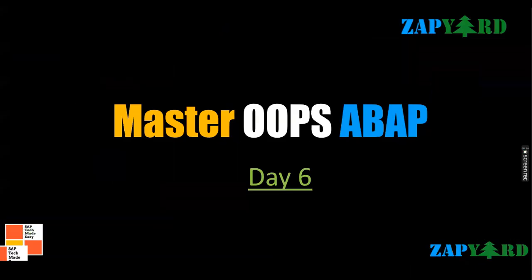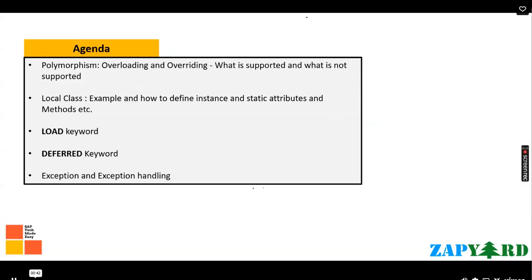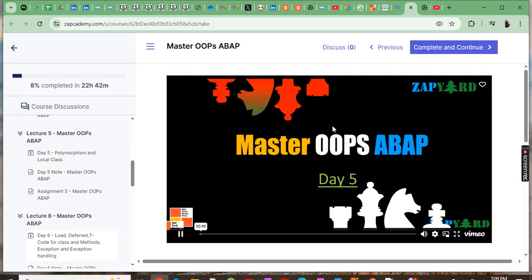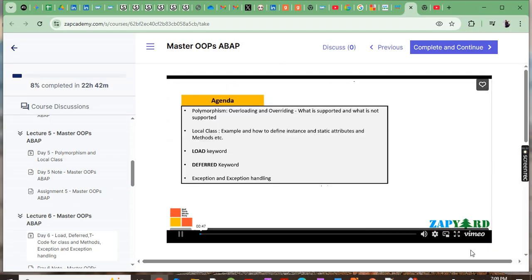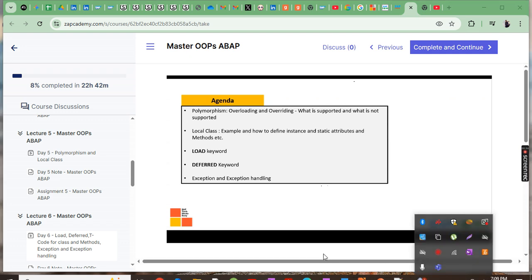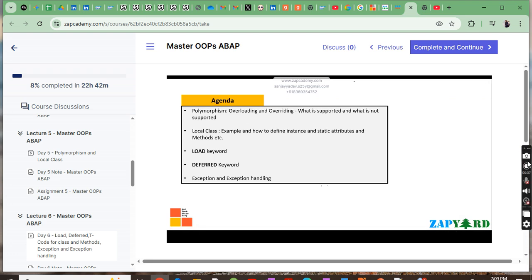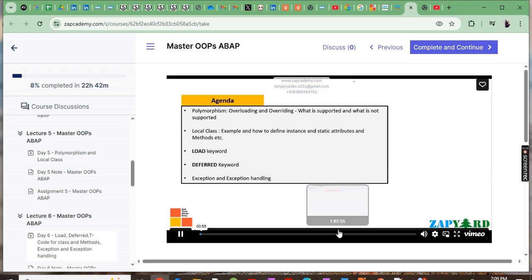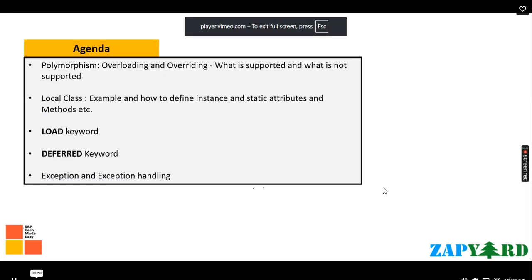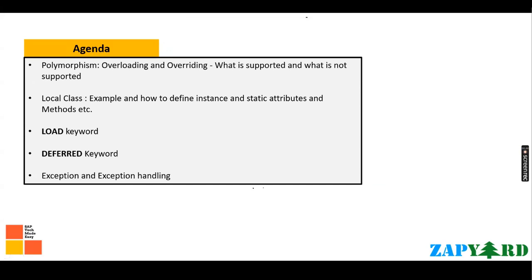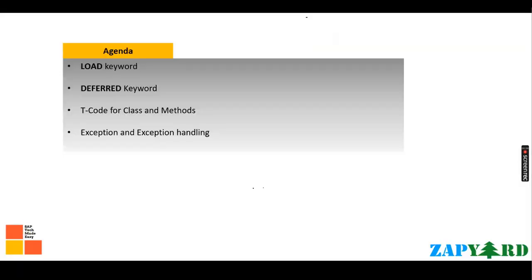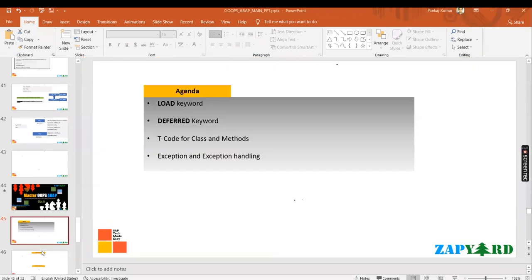But before going, let's have a quick recap of what we have done in our last class. In the last class, we saw polymorphism. We took one example, and with the help of an interface, we tried to achieve polymorphism. Then we created one local class, right? And we saw how we can create the local class. So these two things we have done. The load, deferred, and exception handling we are going to cover today. So let's go and do this.